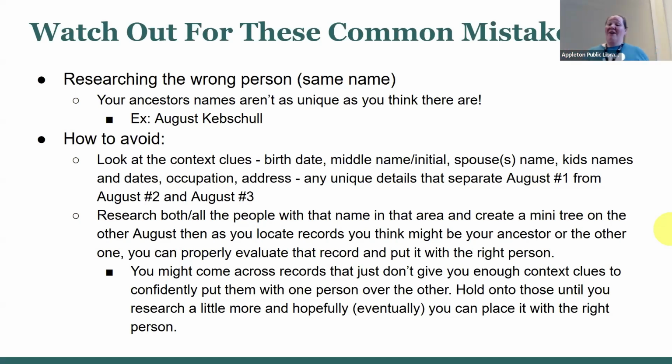You might, of course, come across records that just don't give you enough context clues to confidently put them with one person or the other. So hold on to those until you can research a little bit more, and then hopefully eventually you'll be able to place it with the right person. But for now, you might have ancestors with the same name. I'm sure there's thousands and thousands of John Smiths in the world, and hopefully they're not in your family tree.